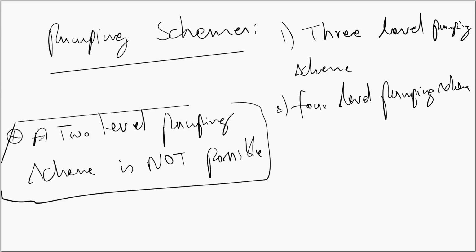Why is it not possible? Because the probability for an atom to go to an excited state and the probability of an atom reaching the ground state are equal. So when you pump the energy, at no point of time will you be able to attain the population inversion condition between the ground level and the excited level. That is the reason why a 2-level laser does not exist. Now we shall discuss the 3-level pumping scheme.